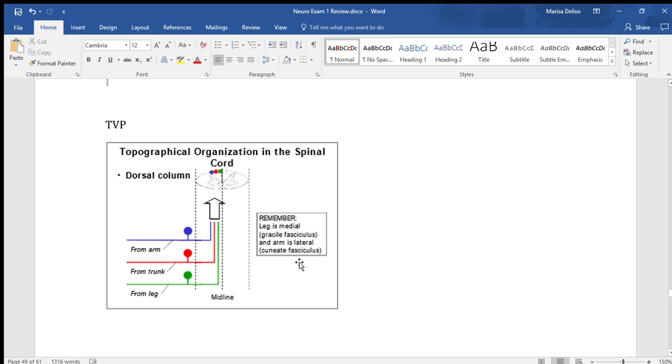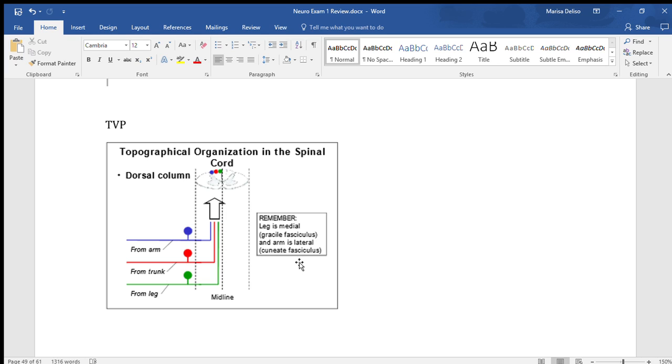So gracilis is in the middle, and then we have cuneate, which is my arms. If I were to say, for example, at the T7 level, what does my cuneate look like? Well, it doesn't exist, and of course they wouldn't ask you a question like that, but just know that your cuneate happens after you hit your brachial plexus, right? So we know that's around the T1 and up area.